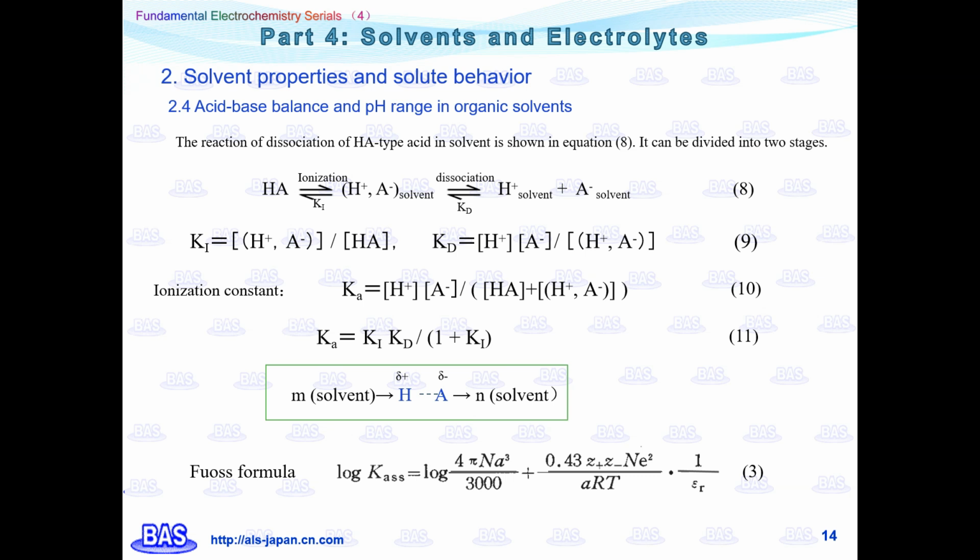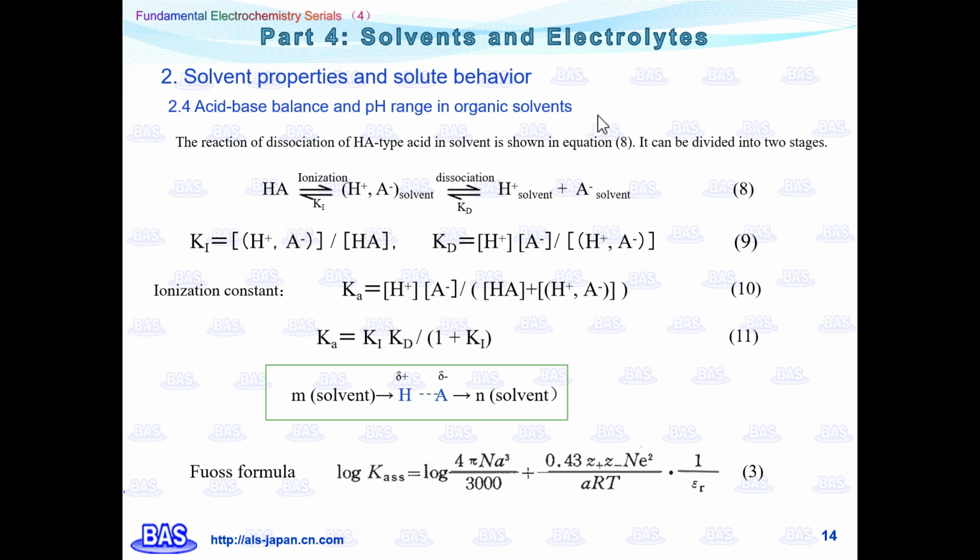The dissociation of an HA-type acid in the solvent can be divided into two steps, as shown in equation 8. The first step is the entry of HA into the solvent as a solvated ion pair. In the second step, the solvated ion pair is further dissociated into the solvated H plus ion and the A minus ion. The equilibrium constant for the ionization process in the first step is denoted by Ki, and the equilibrium constant for the dissociation process in the second step is denoted by Kd.